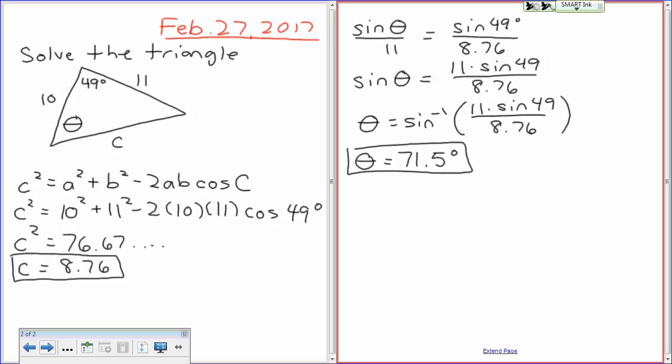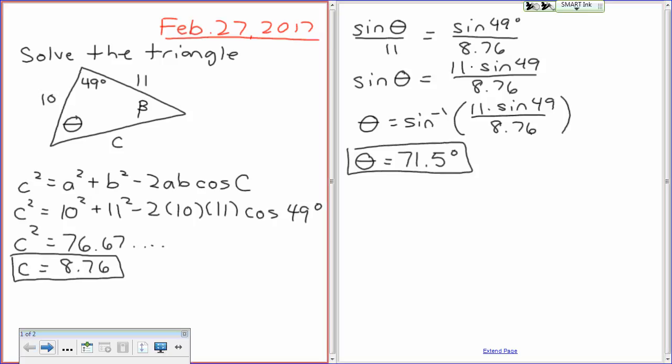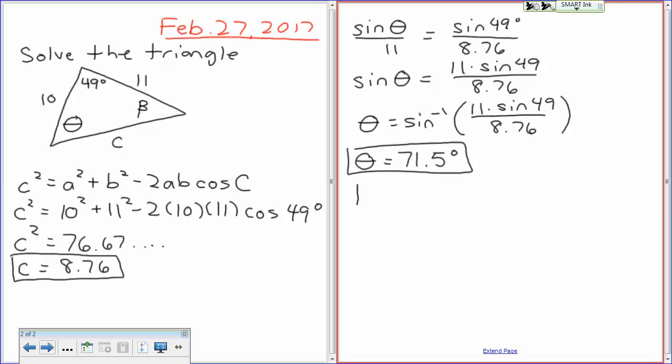All right, Callan, since you helped on that one, I'll still pick on you for the last one. I'm going to call beta on the right here. How do I find beta, please? You do 71.5 plus 49, and subtract that from 360. Careful, 180, not 360. Right. Okay, so we got that. Could you give me the angle, please? 59.5, thank you.